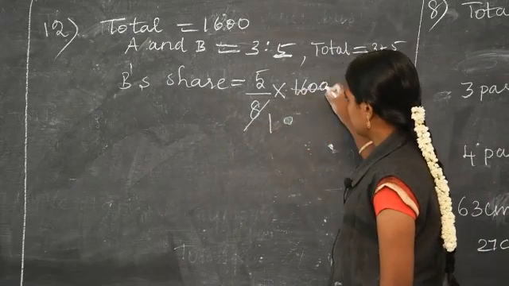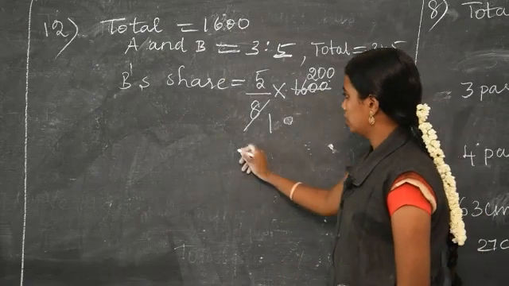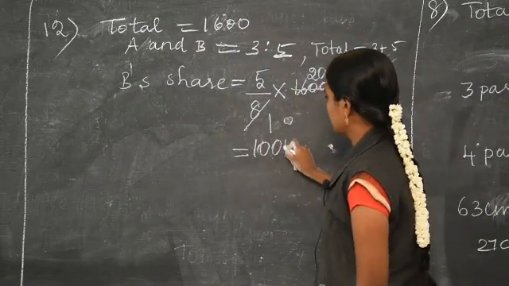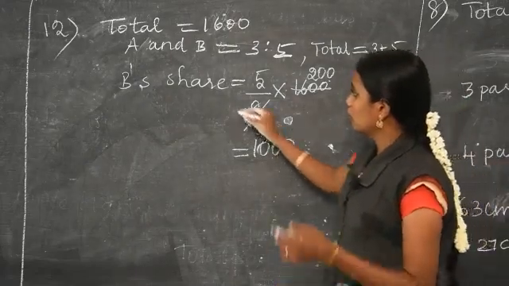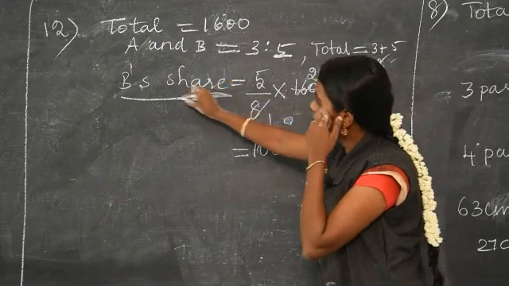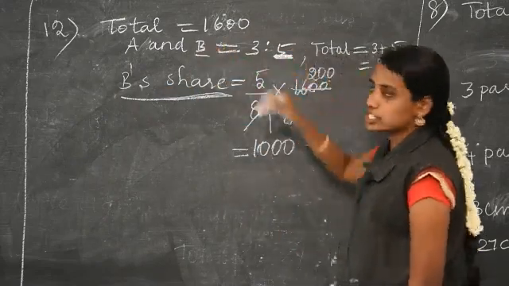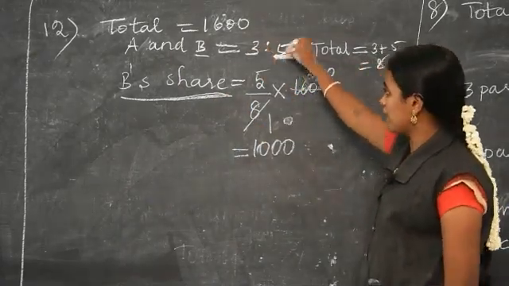8 ones are 8, 8 twos are 16, 0 right as it is. Now multiply, 5 twos are 10, then the remaining 2 zeros. So the answer is 1000. They only asked for B's share. B's share means B's ratio. Okay, B's ratio is 5. Don't take 3, that is A. Okay, B's share is 5.